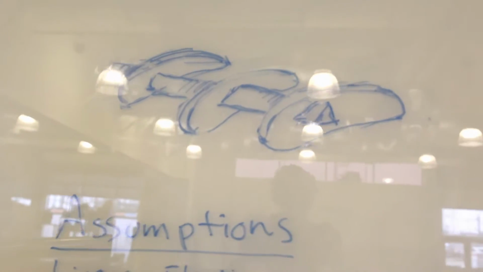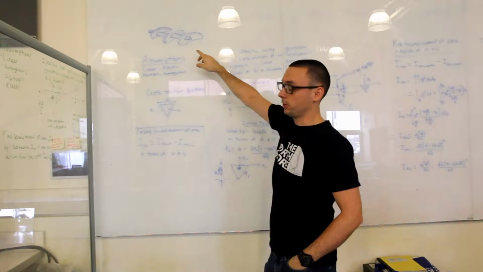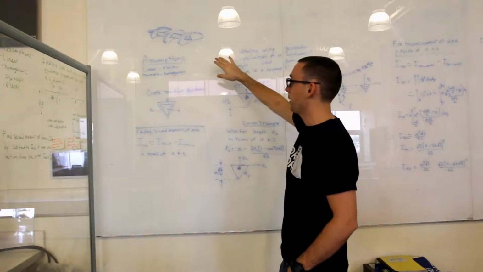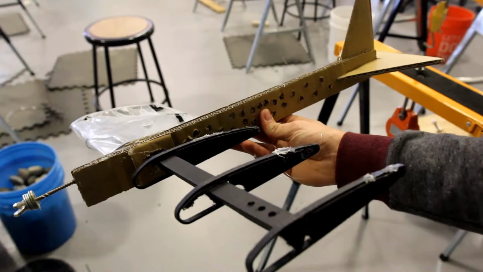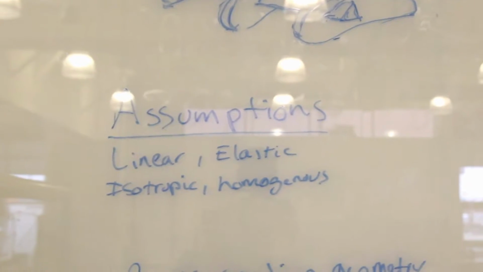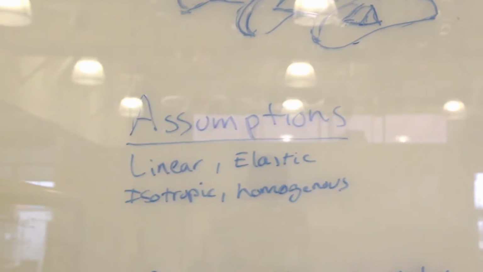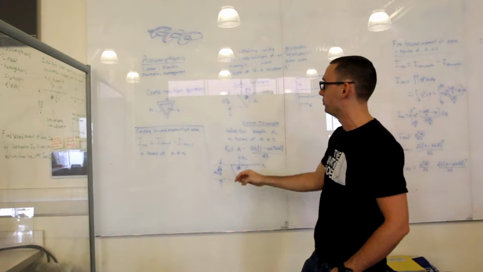This shape of our wing with ribs and a V channel for the main support. We use two different material types. We use Nylox, which is a 3D printable material, and we also use cardboard for weight savings purposes. So moving into the assumptions of the problem, we used the assumptions that everything was linear, elastic, isotropic, and homogeneous.